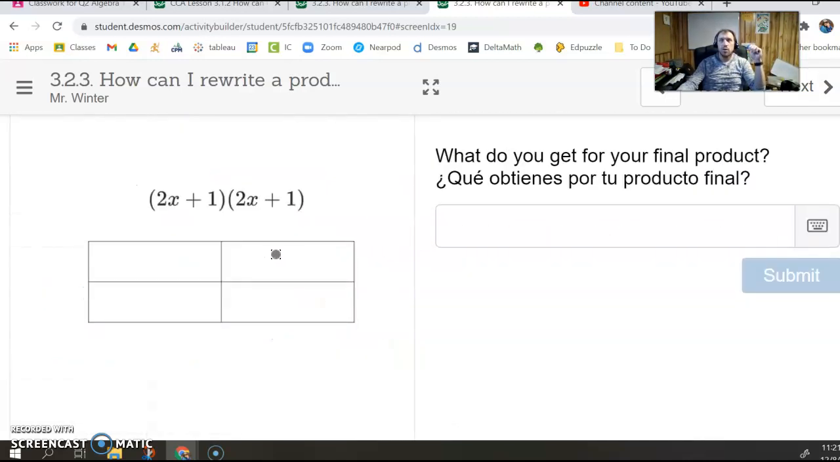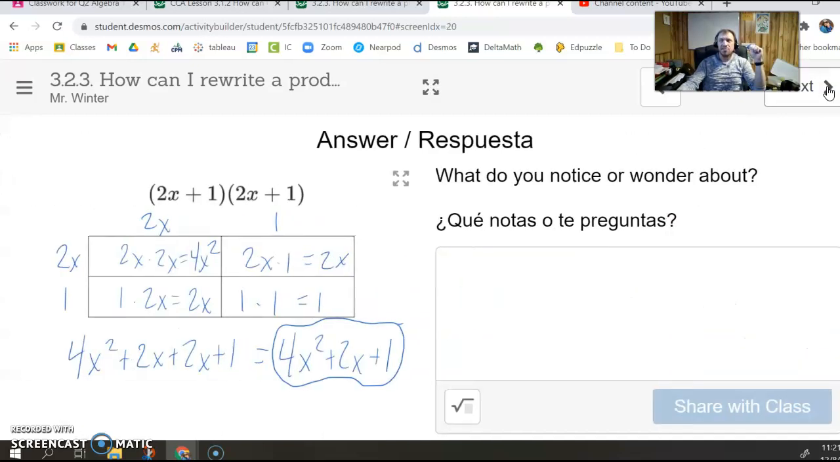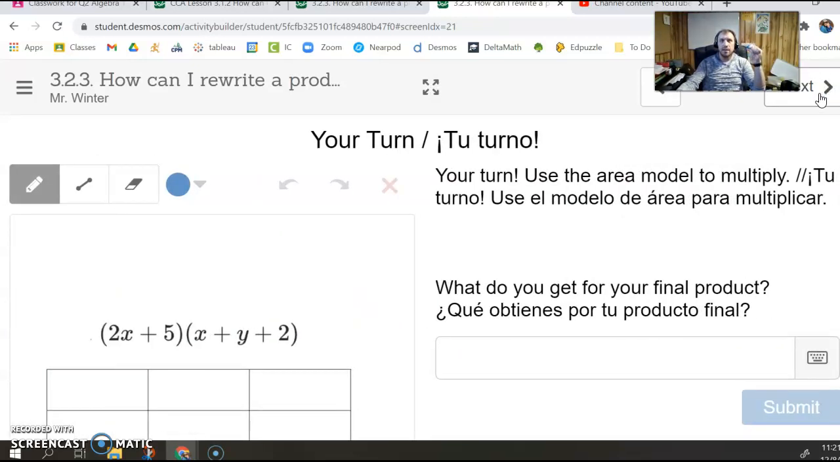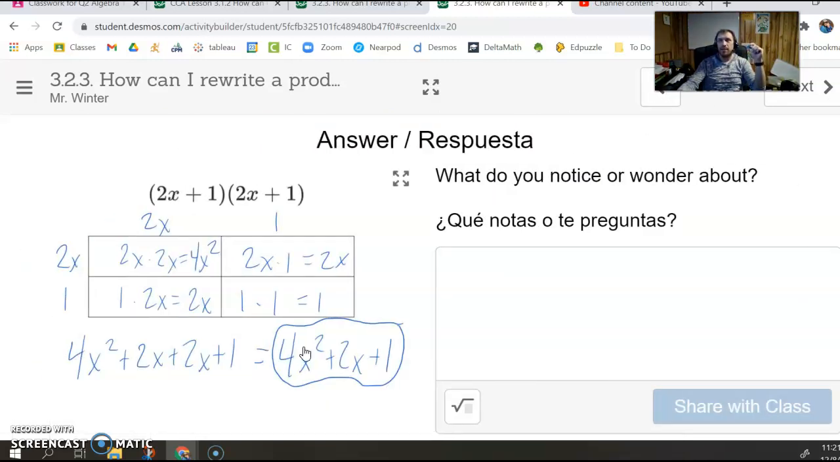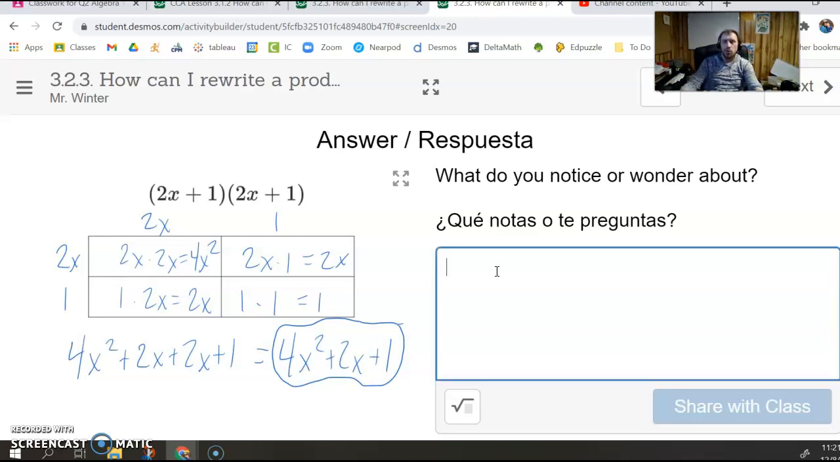So we have two more. 2x plus 1 times 2x plus 1. That answer's right here. And then 2x plus 5 times this trinomial, x plus y plus 2. Oh, I have to remember, I made a mistake right here. This answer is not 2x. This answer should be 4x plus 2x plus 2. So hopefully you're watching this, you get 4x squared.